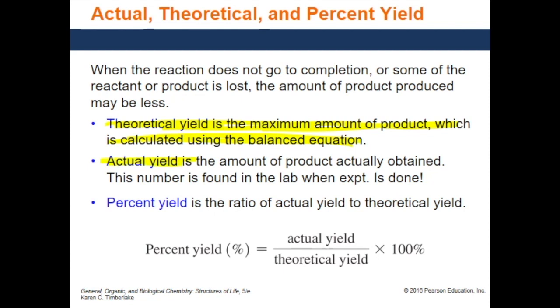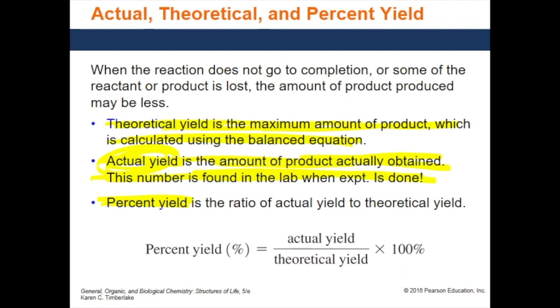Actual yield is when you actually do the experiment, the amount of product that is actually obtained after the chemical reaction done in lab. And percent yield tells you the ratio between the actual yield and theoretical yield. So you can know how much your yield is in this particular reaction. Is it a good experiment or was it a bad experiment?